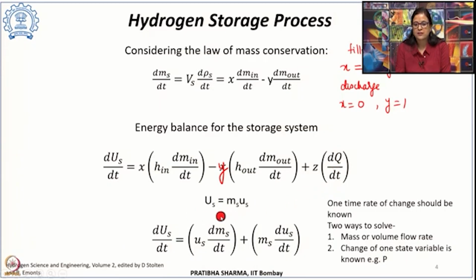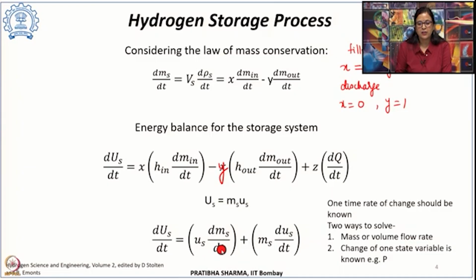Now this total internal energy can be written as the mass in the storage system times the specific internal energy in the storage system. So capital Us is the total internal energy, ms is the corresponding mass, and small us is the specific internal energy. Now, if we differentiate, we can write d capital Us upon dt as small us dms upon dt plus ms dus upon dt. Now if we want to solve this expression, we need to know at least one rate of change.